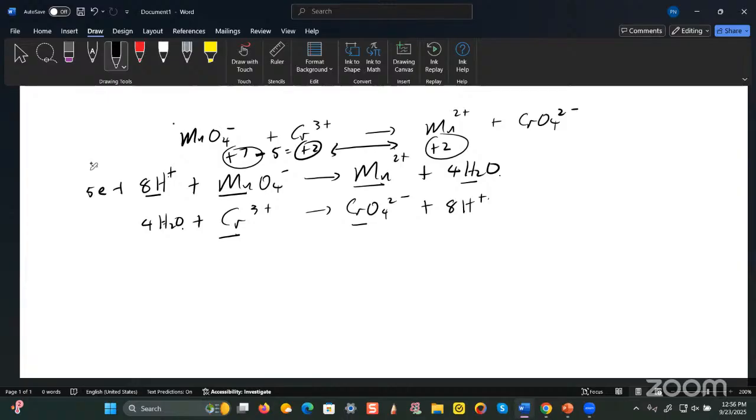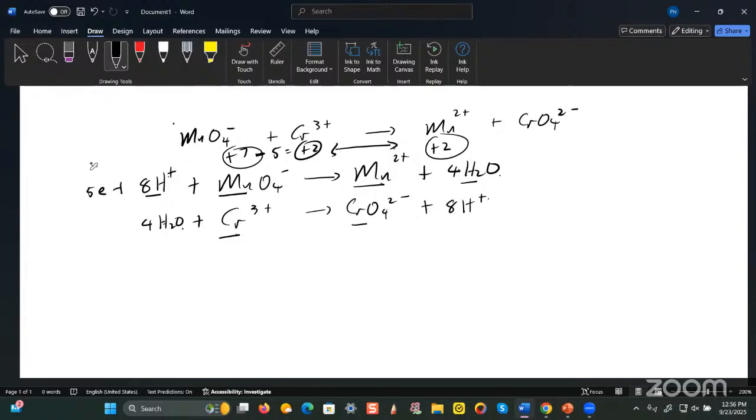All right? Any question about that before we move on? Because it's very important that you understand to which side you add electrons and how many. In this case, you add 5 because one side has +7, the other side has +2. So you want to reduce the 7 to 2. That means you add 5 electrons. 7 minus 5 gives you +2. All right, very good.